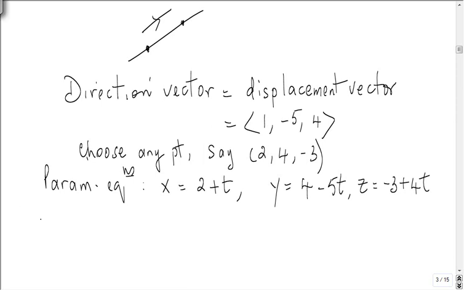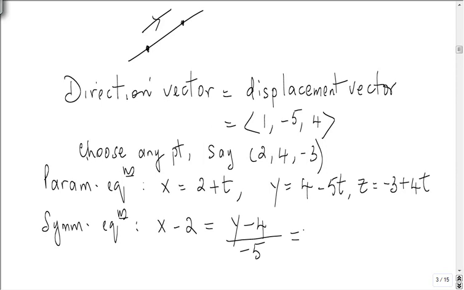The symmetric equations let us solve for t. And what do we have? The first equation says t is x minus 2. The y equation says t is (y minus 4) divided by -5. The z equation says that t is (z plus 3) divided by 4. Any questions here?